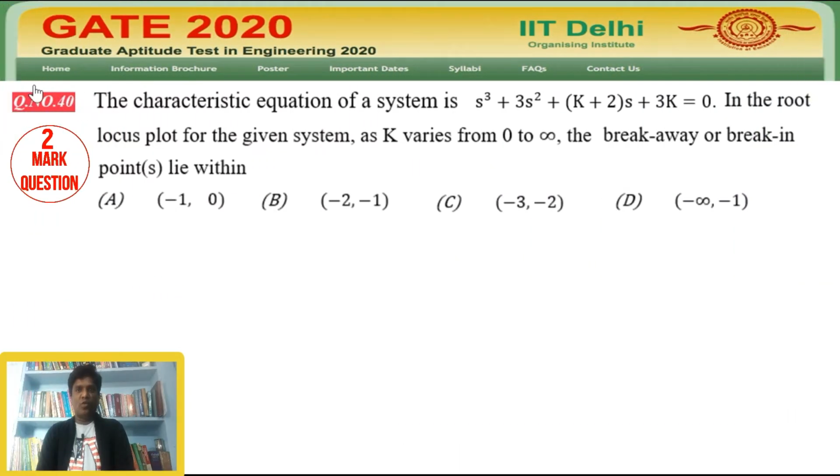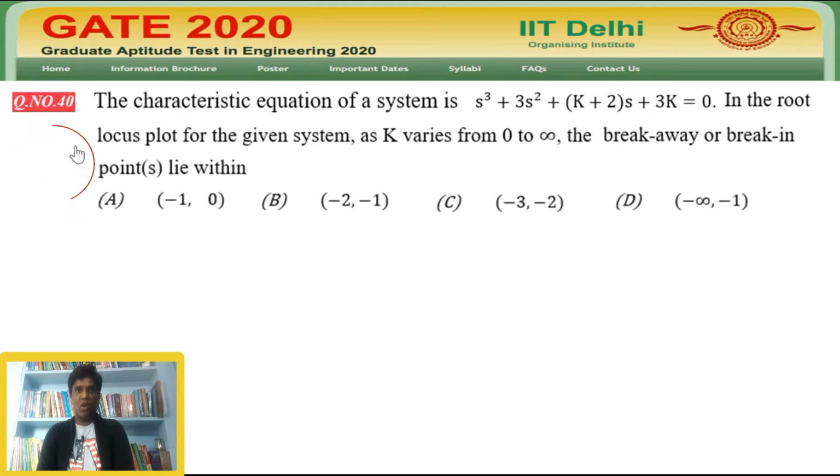We will look at the fourth question. This is the 40th question of the GATE exam 2020 for the EC department, from the control system subject. The question is: the characteristic equation of the system is s cube plus 3s square plus (k plus 2) into s plus 3k equal to 0.